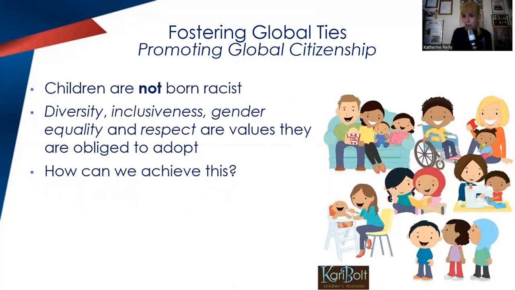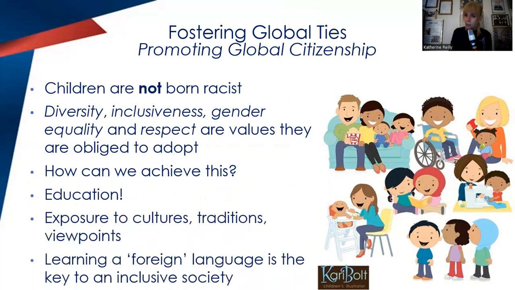Now, how can we achieve this? That's a good question. Education. Education is key. Ignorance is what leads to racism. So we have to expose them to cultures, traditions, viewpoints, and learning a language is the key to an inclusive society.